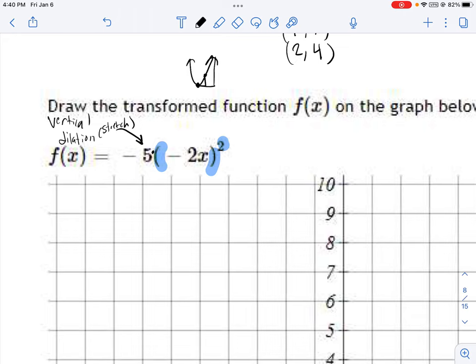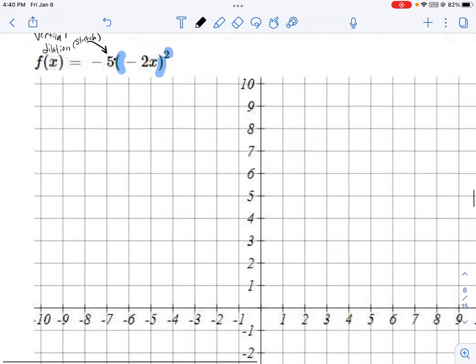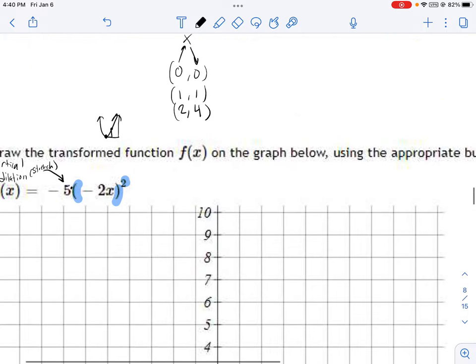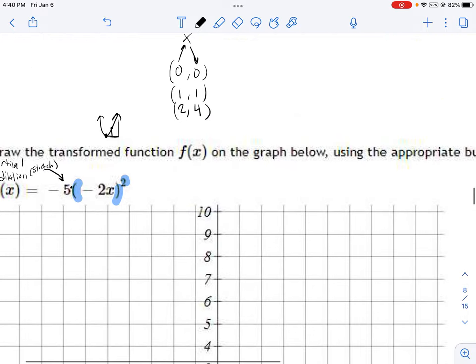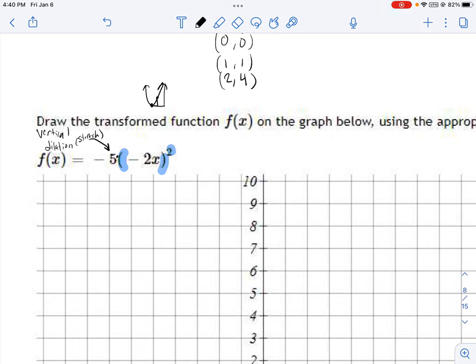For vertical transformations, you do exactly what you see. So I'd say, okay, it's multiplying -5 to the parentheses. So that means that what you're doing is that instead of going over 1 up 1, it's over 1 up, or down, because it's negative, down 5. So that means you're going to be stretching by -5.